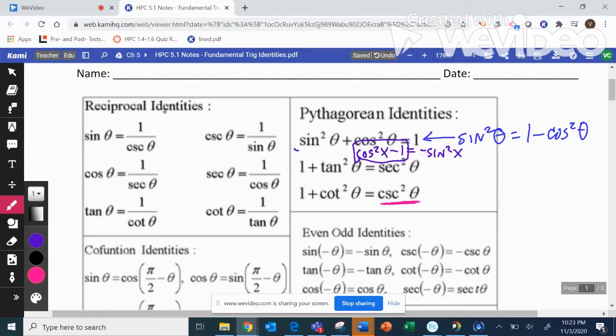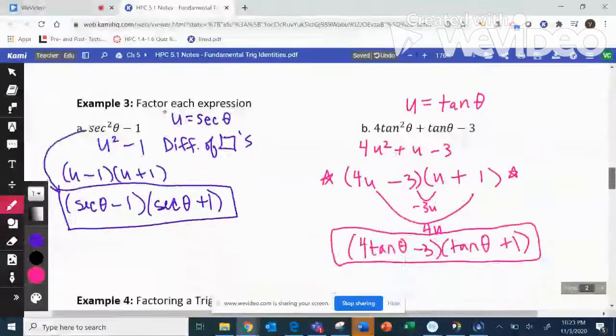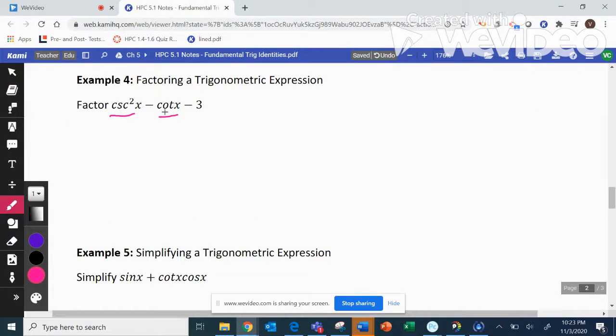Here we've got cosecant squared x is equal to 1 plus cotangent squared theta, not x. 1 plus cotangent squared theta. So I'm going to substitute that. And then I'm going to combine some like terms. I'm going to have cotangent squared x minus cotangent x. And then the 1 minus 3 is minus 2.